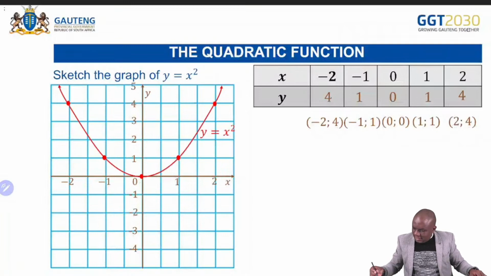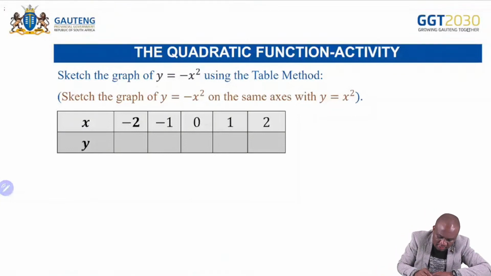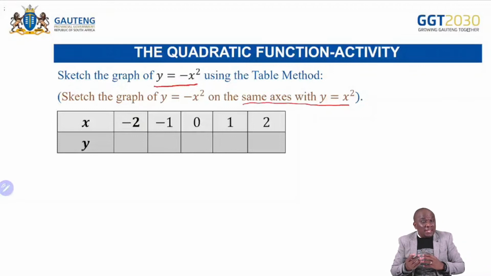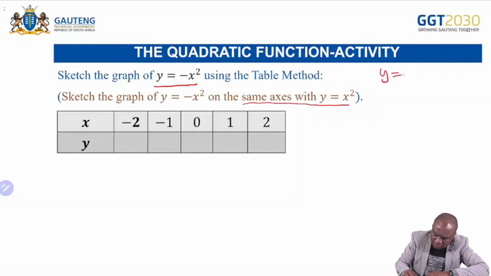Right, welcome back, class. Let's move to the next part. Right, now sketch the graph of y is equal to -x squared. And we must draw this graph on the same set of axes. We want to compare them. Remember, we want to see the effect of a for y is equal to x squared.